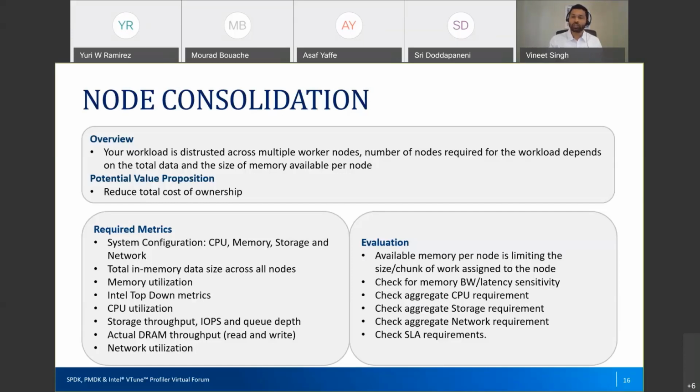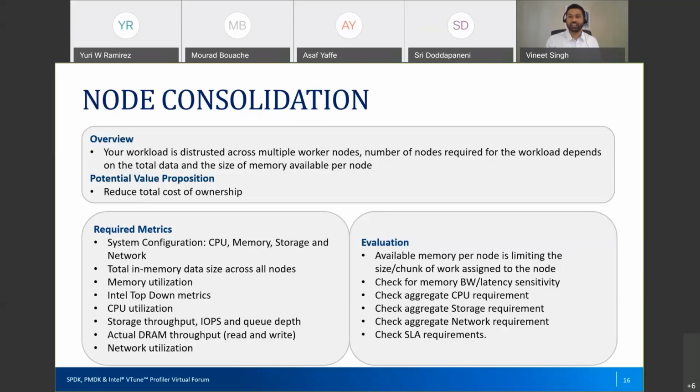And in case of CPU, you might be running an older version of CPU. For example, you are running a Broadwell system. You need not worry about that, because on the new system you will have a better CPU, for example, a Cascade Lake CPU. So you need to keep that in mind as well when you are talking about the aggregate CPU requirement.